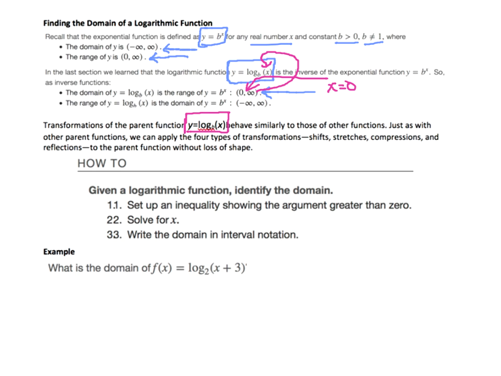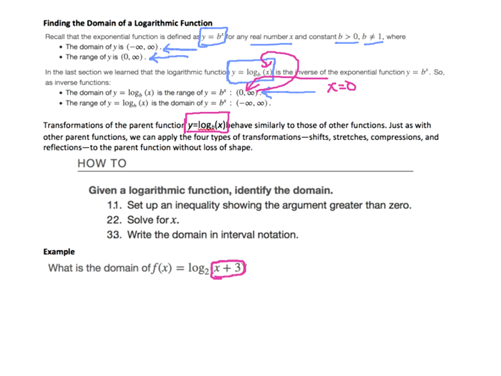So to figure out the domain, if something has been shifted in the horizontal direction, we just need to make sure that whatever's on the inside, whatever we're taking the log of, ends up being greater than 0. Because once again, we cannot take the logarithm of a negative number. Well, we can, but we don't get a real number answer there.